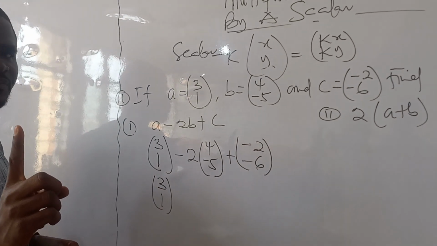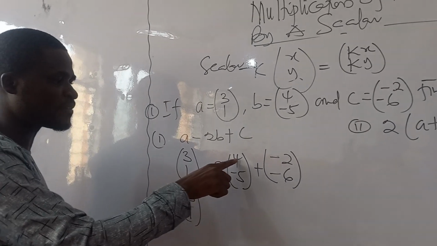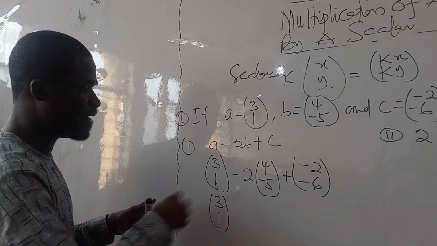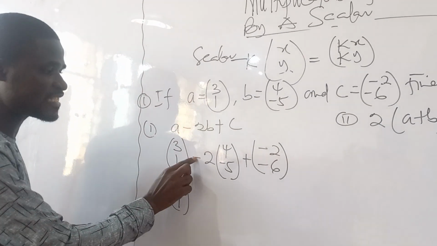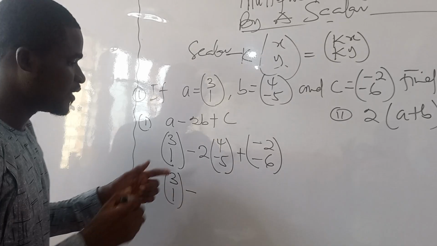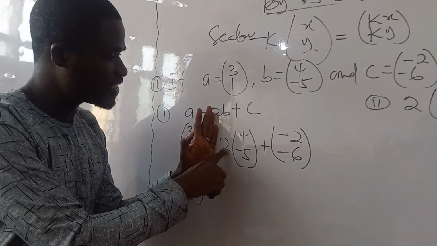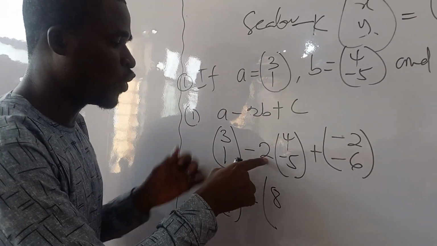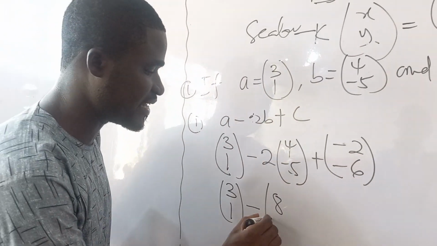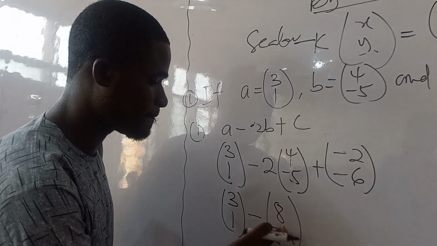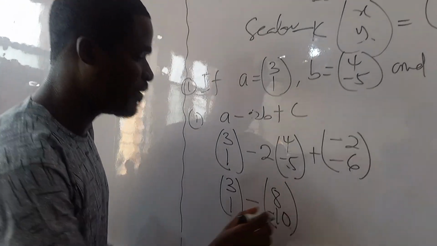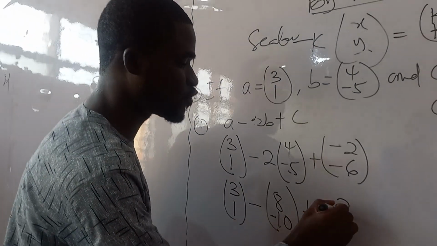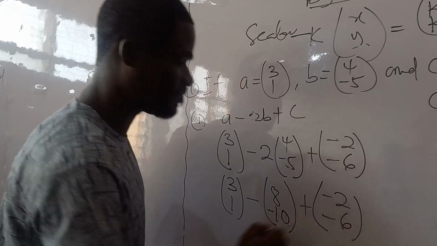Now, take note here. -2 times 4 will give us, let's maintain our negative, so negative. Now, 2 times 4 will give us 8. 2 times -5 will give us -10. Please maintain your negative, don't touch it. Plus (-2, -6). That's all.